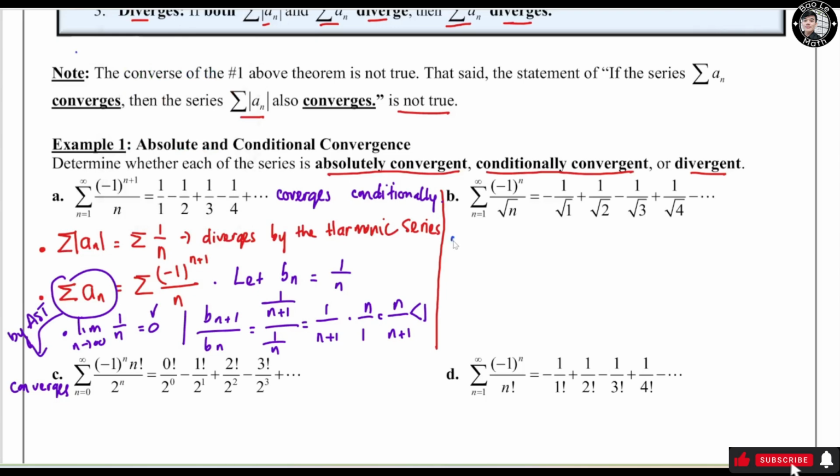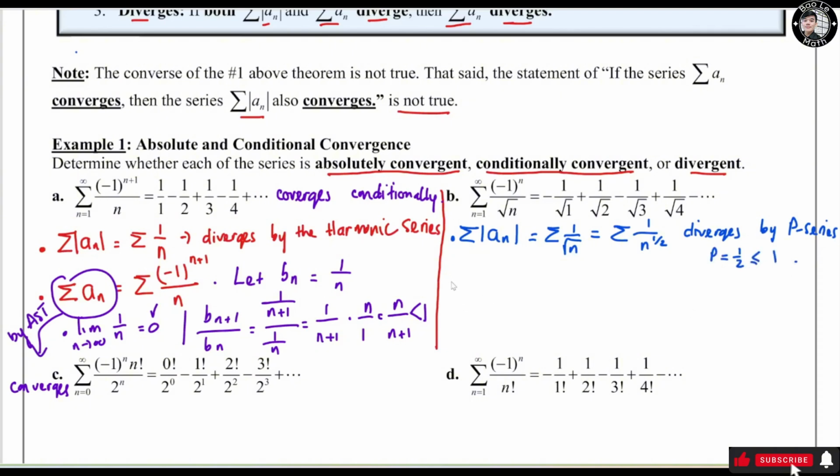Now question B. We're going to check to see if the series of the absolute value of a sub n converges or diverges. It's going to be 1 over square root of n, which is 1 over n to the power of 1/2. This series diverges by the p-series test, because p equals 1/2, which is less than or equal to 1.